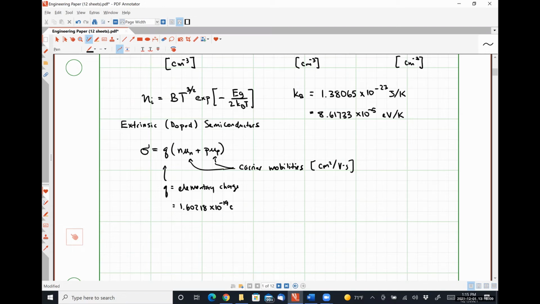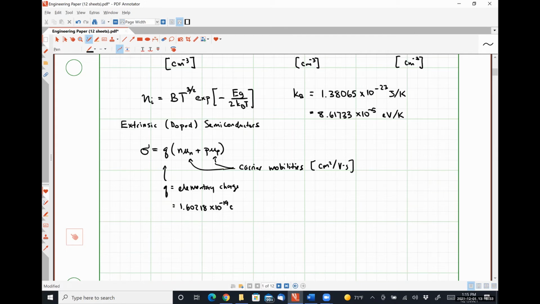But if we were to calculate the conductivity of intrinsic silicon at a temperature of 300 degrees Kelvin, room temperature, we'd find that its conductivity is about 3 times 10 to the negative 6 per ohm per centimeter.